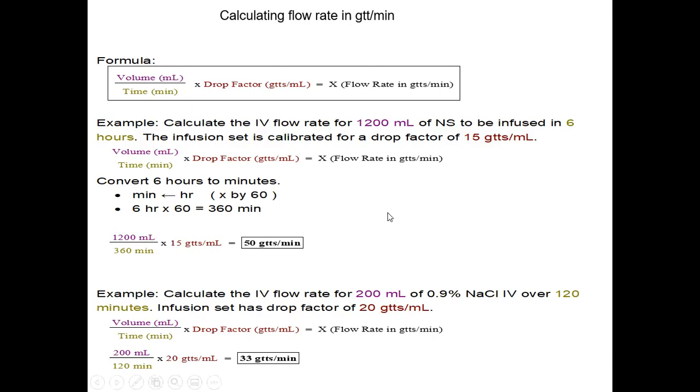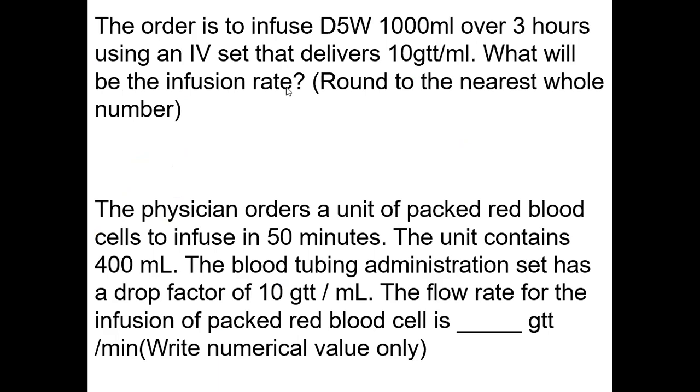All right, let's try some. All right, so the order is to infuse D5, 1000 mLs over 3 hours using the IV set that delivers 10 drops per mL. What would the infusion rate be to the nearest whole number? So again, you need your total volume in mLs. So that is 1000 mLs. You need your total time in minutes. For now, we're just going to take our total time, which is 3 hours. Okay. And you need your drop factor, which is 10. We're going to go to the whiteboard.